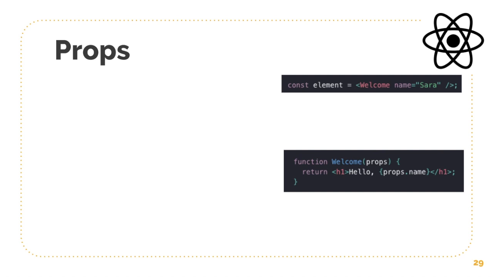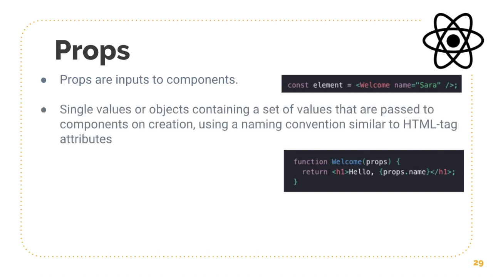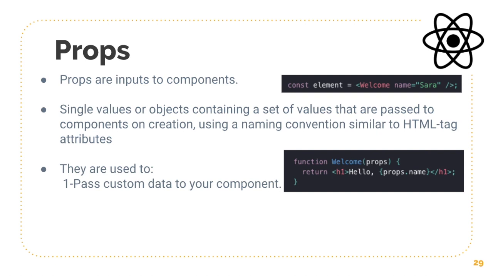Okay, so what are props? Props are inputs to the components. They provide you a way to pass the data from a parent component to a child component. These are single values or objects containing a set of values that are passed to components on creation using a naming convention similar to HTML tag attributes. They are used to pass custom data to your components or trigger state changes.